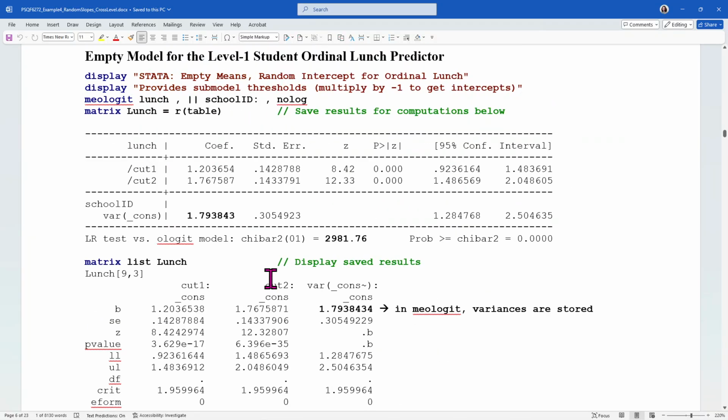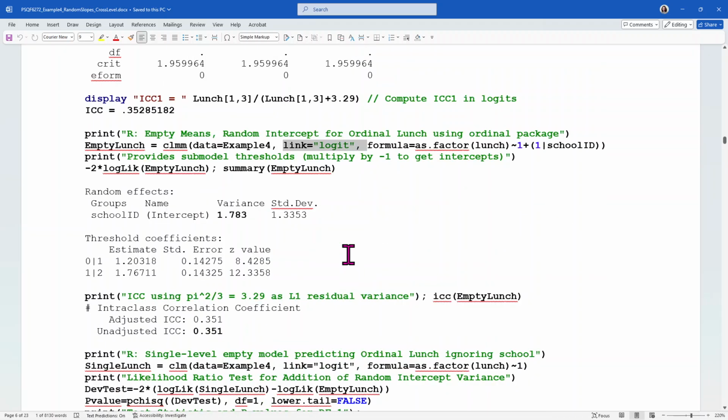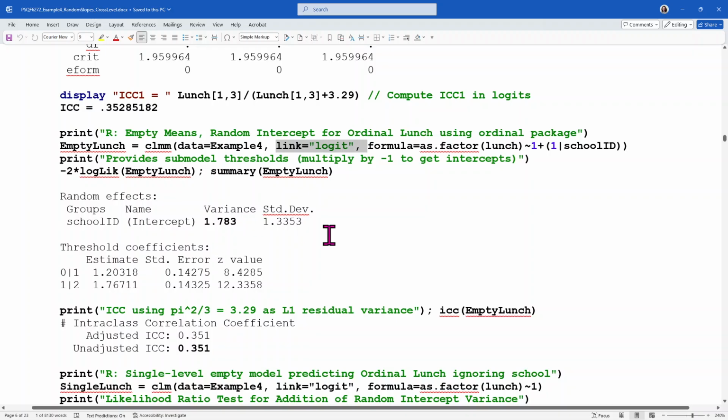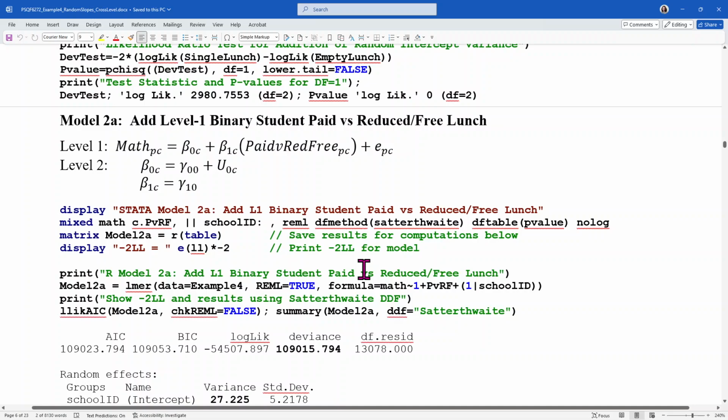Let's see. Lunch as an ordinal variable, so this is an example of how you would fit a generalized model. MEOLOGIT in Stata is what I'm using, and the CLMM function within the ordinal package in R to do this. You don't have to do much that's different, other than keep in mind that this is in the model scale, which is logits, not the original variables. If you're wondering what that means, it's fine, don't worry about it. You can still use this as the same sort of information: 35% of this lunch variable is at the school level. That is justification for why we need to worry about contextual effects. So, all right, that's what we did.